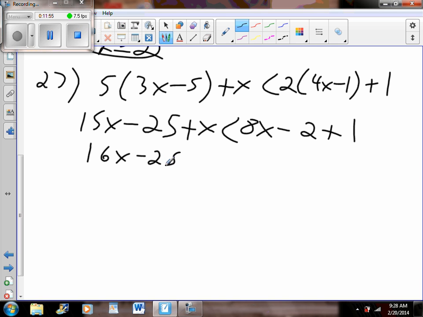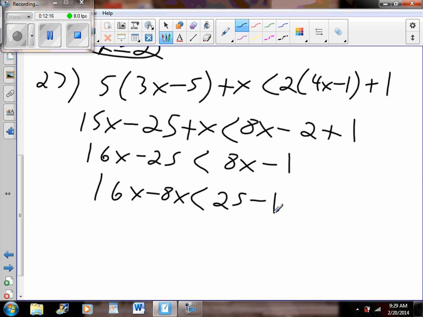16x minus 25. What I want to do is combine my terms on both sides before I start doing the next step. 8x minus 2 plus 1 is minus 1. Now let's get our x's together and our constants together. So we're going to subtract 8x from both sides and add 25. So 16x minus 8x less than 25 minus 1. You see how I did that? I did take a shortcut here, but I think that should be okay today. 16x minus 8x is 8x. 25 minus 1. Divide by 8. X is less than 3.